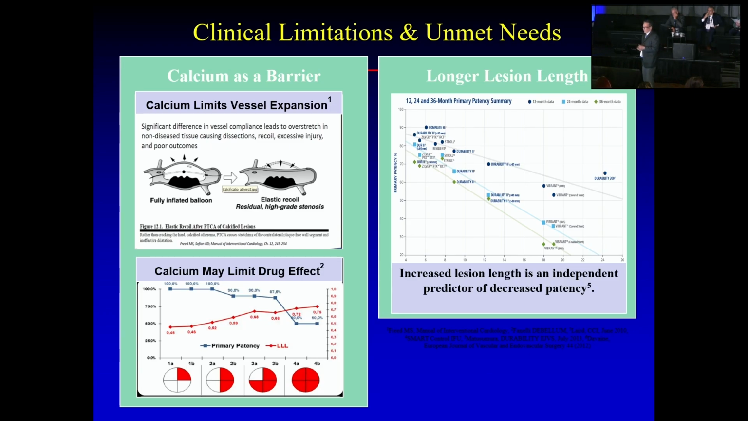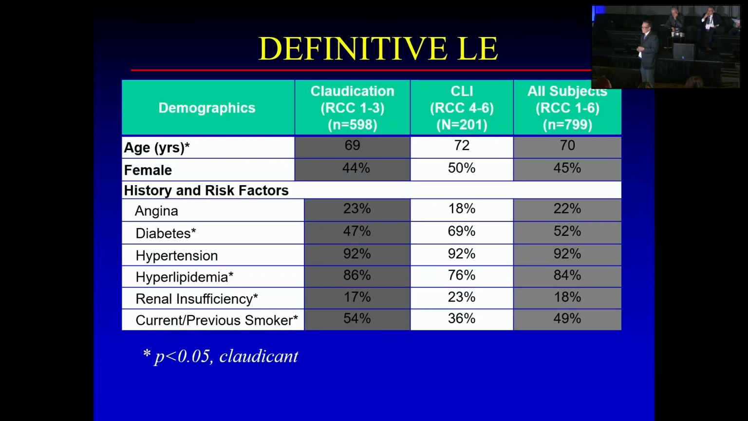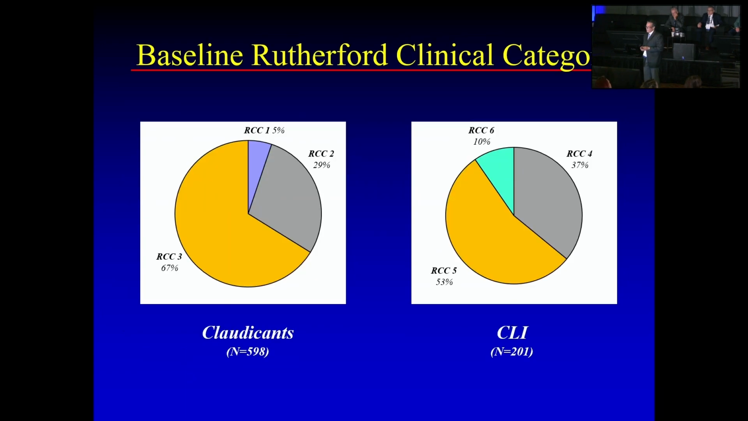And this is the classic paper showing that. So this is dated data. This is old data when it comes to DEFINITIVE LE. It's about 12 years old now. Jim McKenzie, myself, and Tomas Zeller led this trial. And since this is really looking at critical limb ischemia, I grayed out the claudicant group, but 200 patients in CLI with the demographics are listed here.